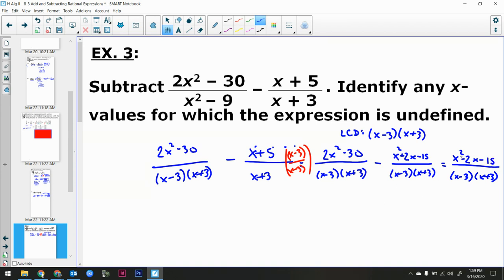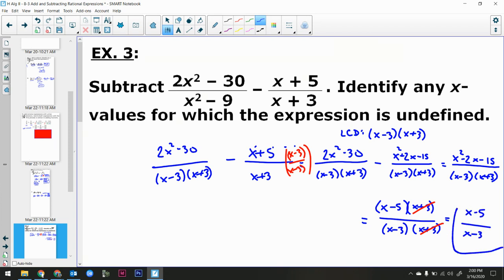All right, now I have to factor the numerator down. That becomes, I've got a negative 5 and a positive 3. And x minus 3, x plus 3. Look at that. Cancels there and there. Which leaves me with an x minus 5 over x minus 3.